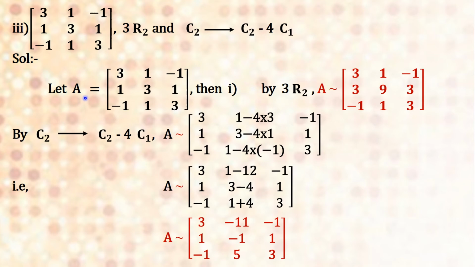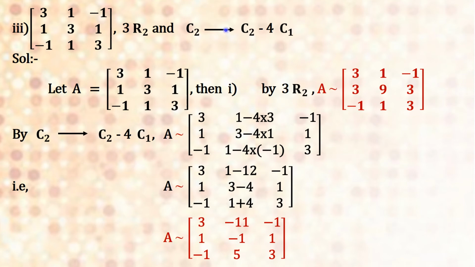Now let us take the given matrix as A. Then the first transformation: we are changing the second row into the scalar multiple of 3, that is 3 into R2. So the first row and third row are as it is. For the second row we have to multiply each element of the second row by 3. So 1 into 3, 3, 3 into 3, 9, 1 into 3, 3. And the last row also same.